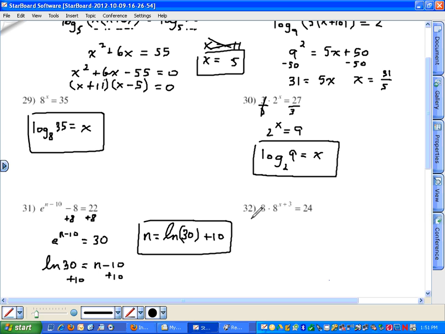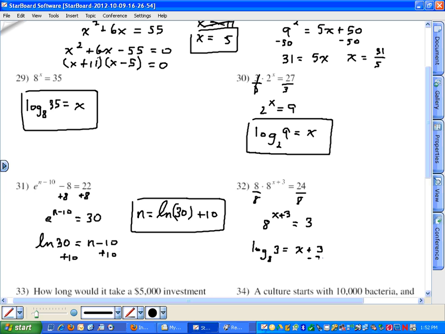Okay, now in 32, this is the base, this is the exponent. So this 8 right here is a coefficient, it's multiplying. So we need to divide by 8, and we get 8 to the x plus 3 equals 3. Now the base and the exponent have been isolated. So we rewrite this in logarithmic form. Log base 8 of 3 is equal to x plus 3.